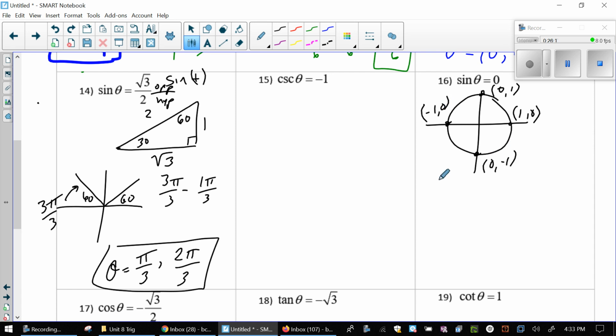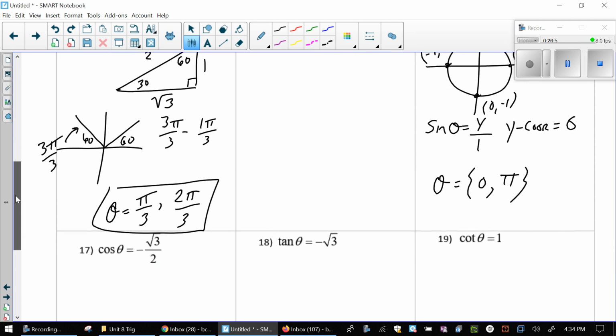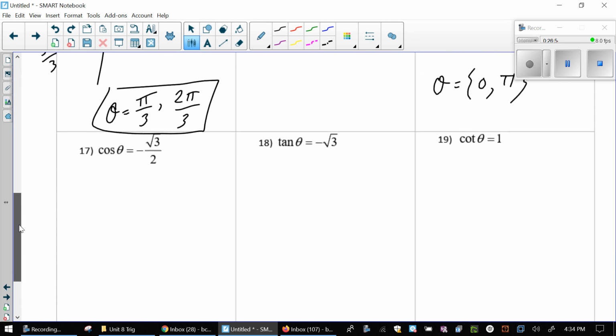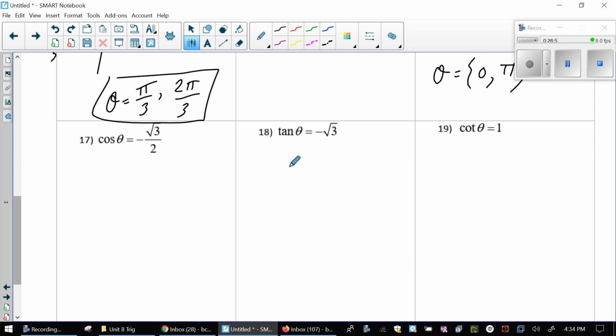All right, so sine theta equals opposite over hypotenuse, which remember was y over, in this case, our radius is 1. So here we just want to know where is the y coordinate equal to 0 to give us that sine equals 0. So our y coordinate is 0 here. So that's at 0. And here, pi. All right, I'm going to do one more for you guys. Let's do number 18.